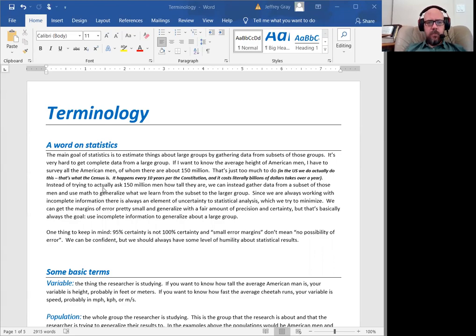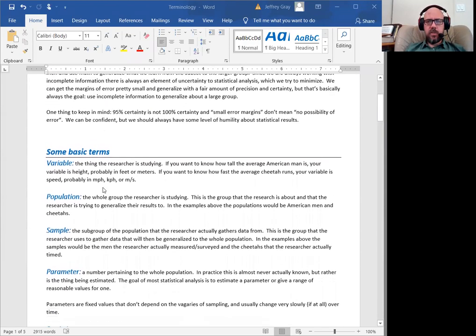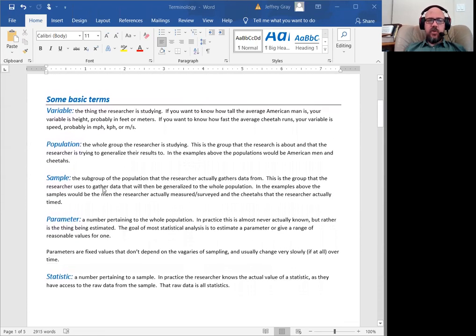Before we can really do that, we need to have a language we can use to talk about those things so that we don't have to use vague or unclear terms. So let's talk about the basic terms of statistical analysis that we're going to be using. A variable is whatever thing you're studying. So if I wanted to know how tall American men are, then my variable would be height.